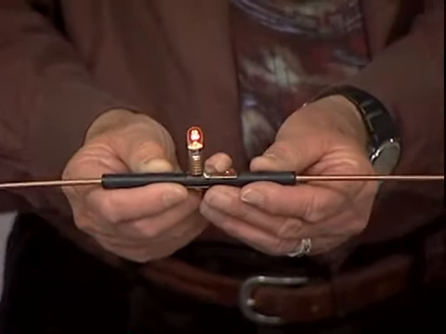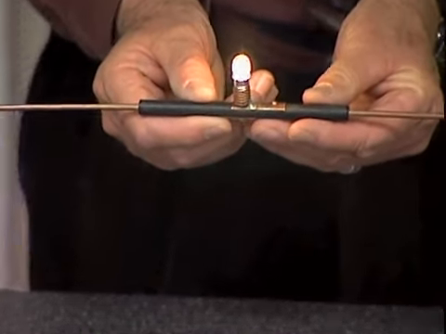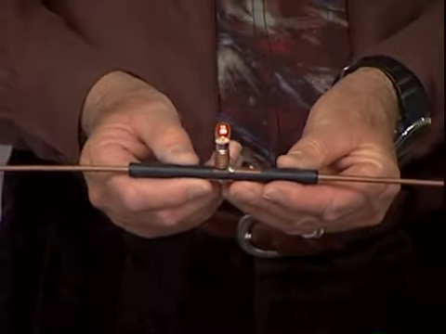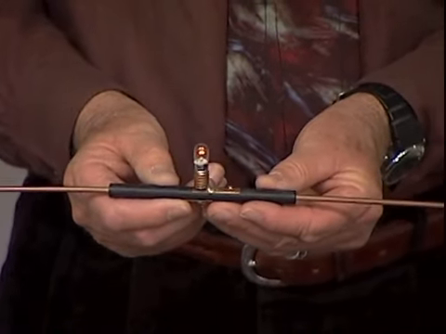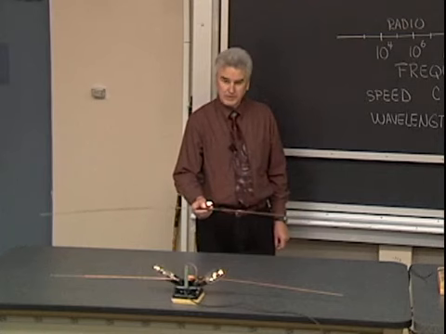One other thing we can notice, and that is when I bring it closer, the light gets brighter, and when I take it further away, the light gets dimmer, thus demonstrating the existence of radio waves in the megahertz part of the spectrum.